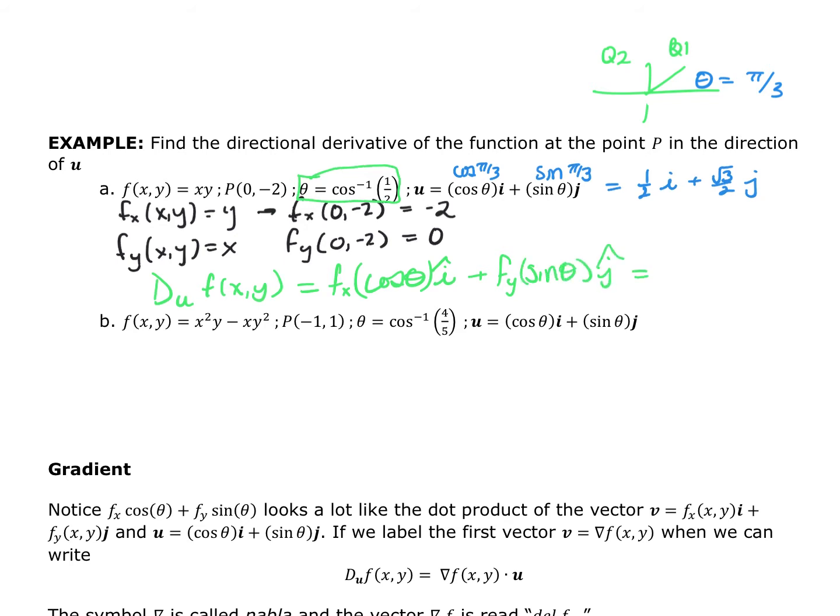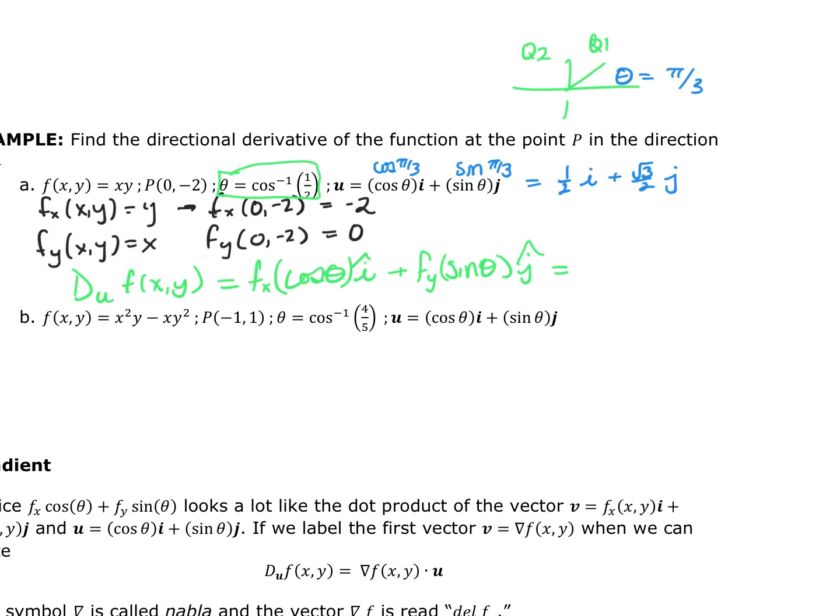Now we know my partial derivative in terms of x is equal to -2. So this is equal to -2. And then the cosine of my angle, we know, is 1/2. And then plus my partial derivative with respect to y, we know, is 0. And then it's going to be the sine of my angle, sine of pi over 3, which is the square root of 3 over 2. And so my final answer is just -1.